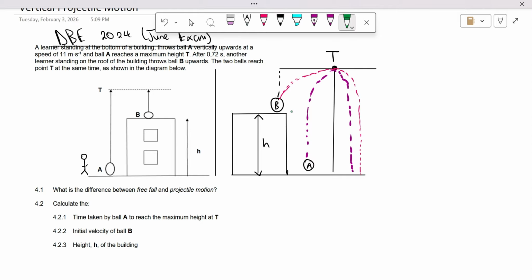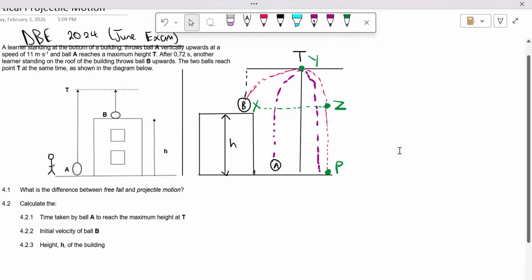We are then going to need to apply the knowledge that we had in our previous videos. So I'm going to call the point from where ball B started point X. The maximum height at point T, we're going to call it point Y. And we're going to call the point in the same height as X point Z. And then the height on the ground, we're going to call it point P, right? Cool.